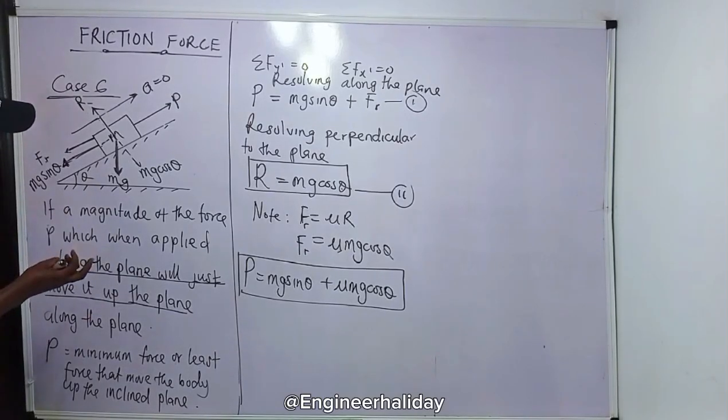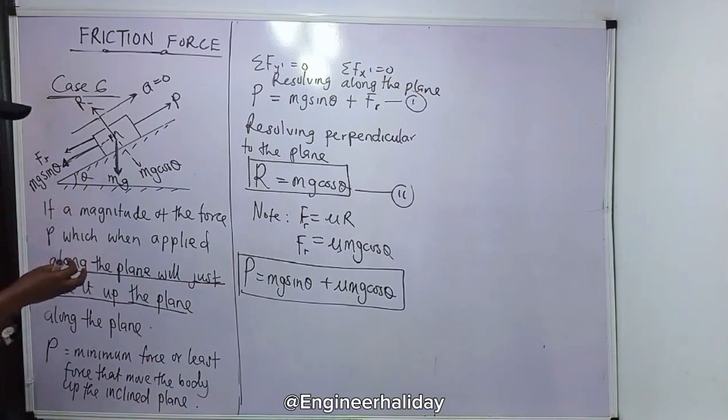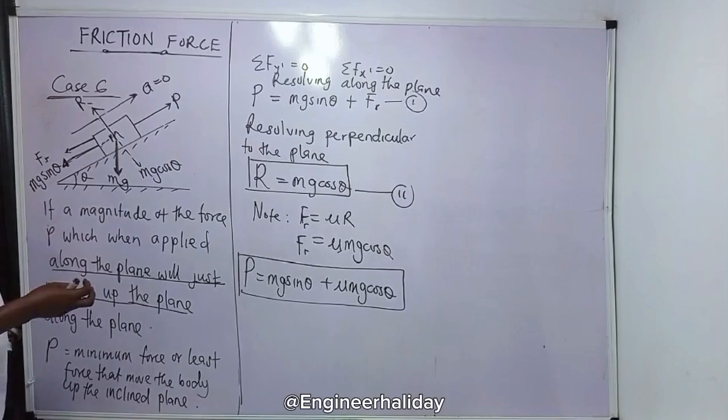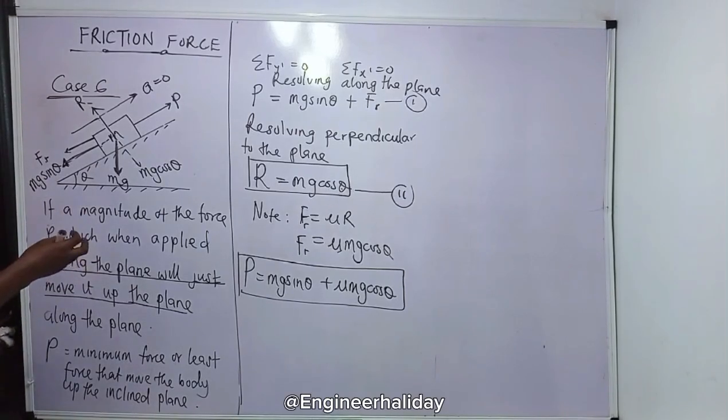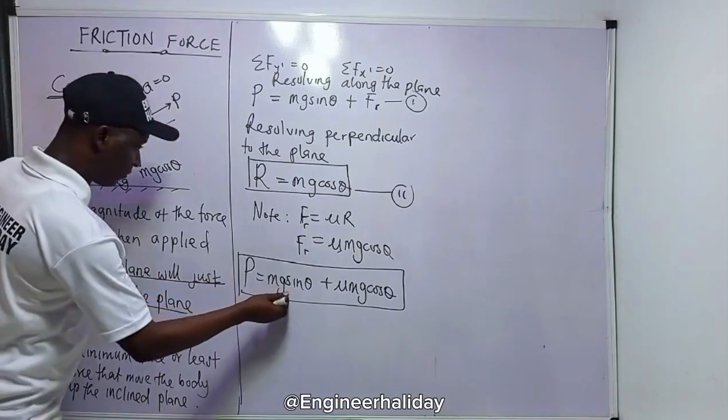The minimum force that will cause the body to move up the plane, the least force parallel to the plane that will move the body up the plane, the minimum force that is parallel to the plane and that will move the body up the plane. Then the least force, that means the force acting along the plane that will just move it up the plane, which I have written on the board, is also part of it. So these are the basics.